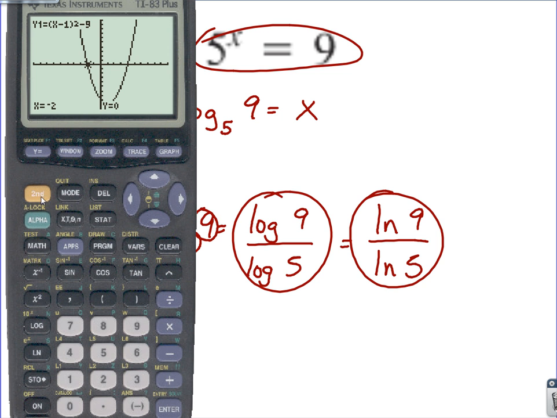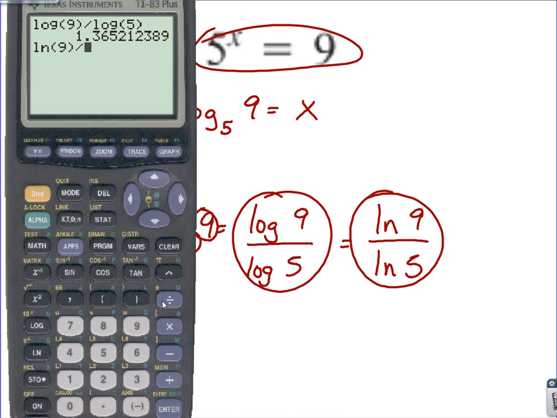I don't know why it's so hard to turn that up. Second quit, clear. Okay, here we go. Log 9. Make sure you close parentheses. A lot of people get into a bad habit of not closing it. If you don't close parentheses on these, you miss them. Log 9 divided by log 5, enter. Natural log 9 divided by natural log 5, enter. Your answer is 1.365.